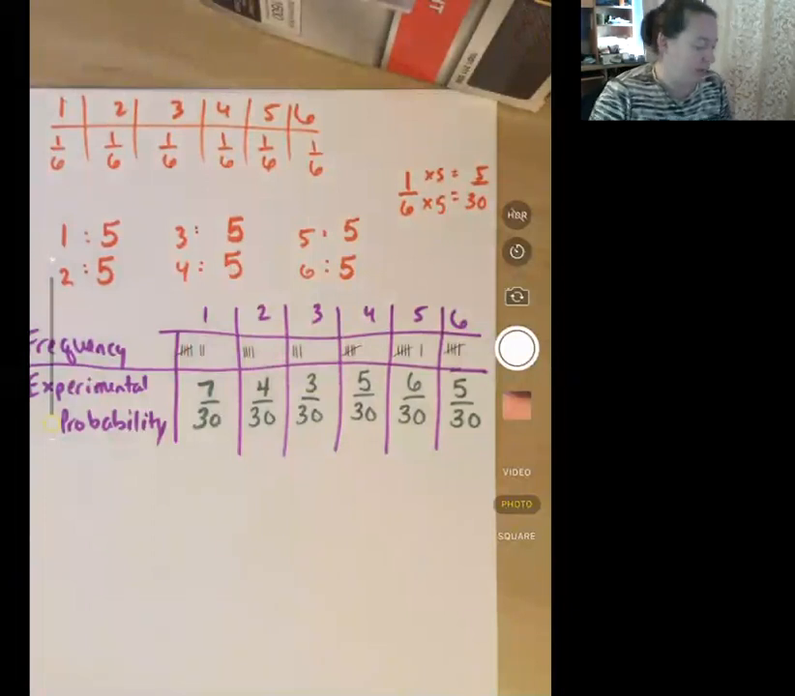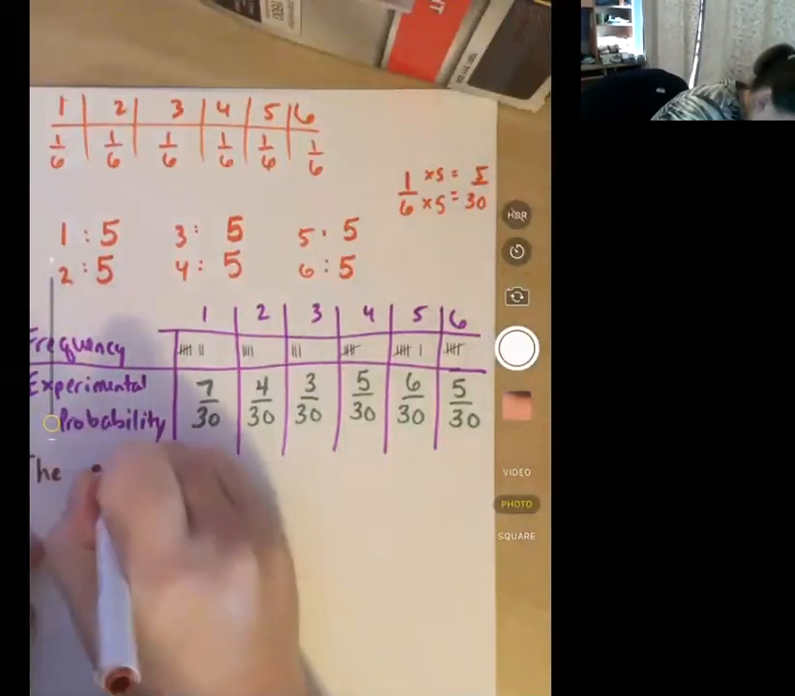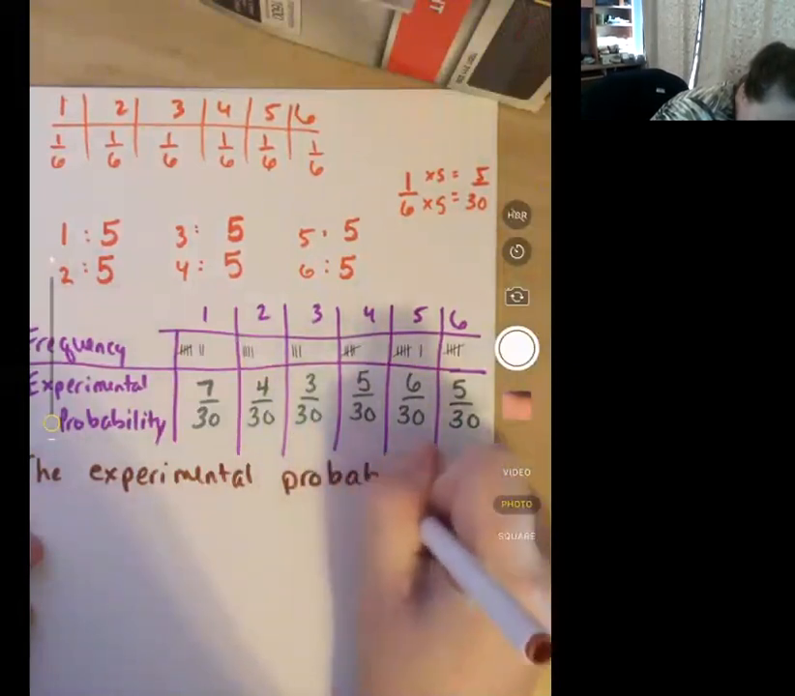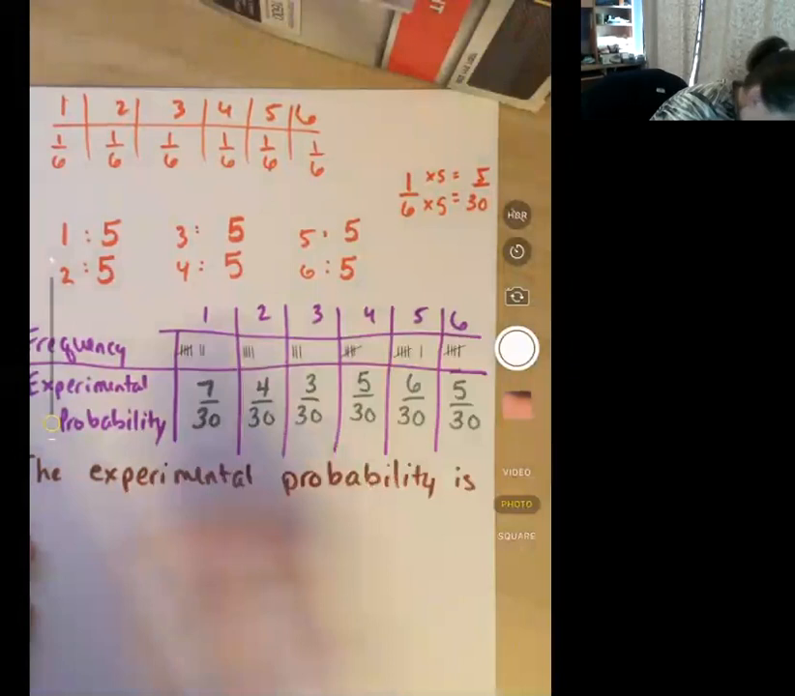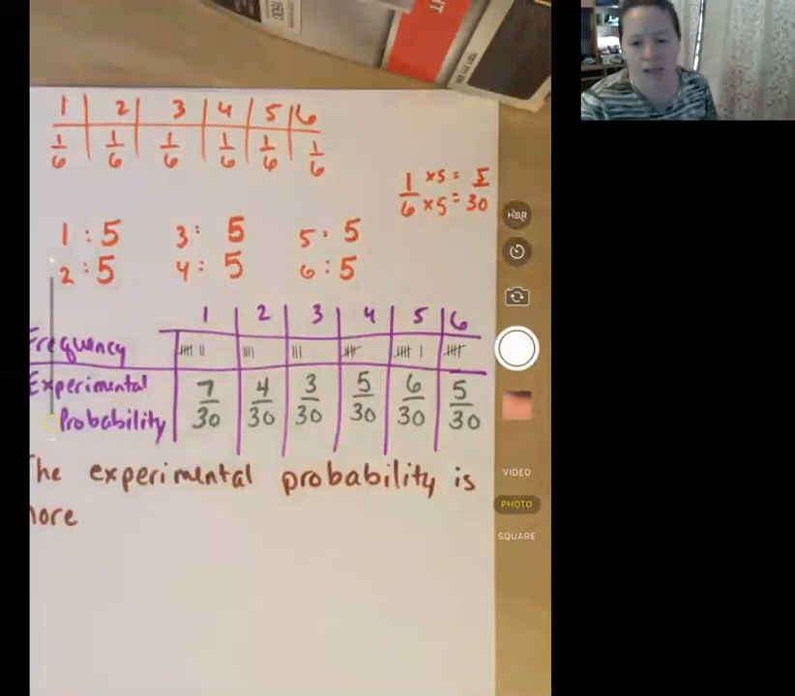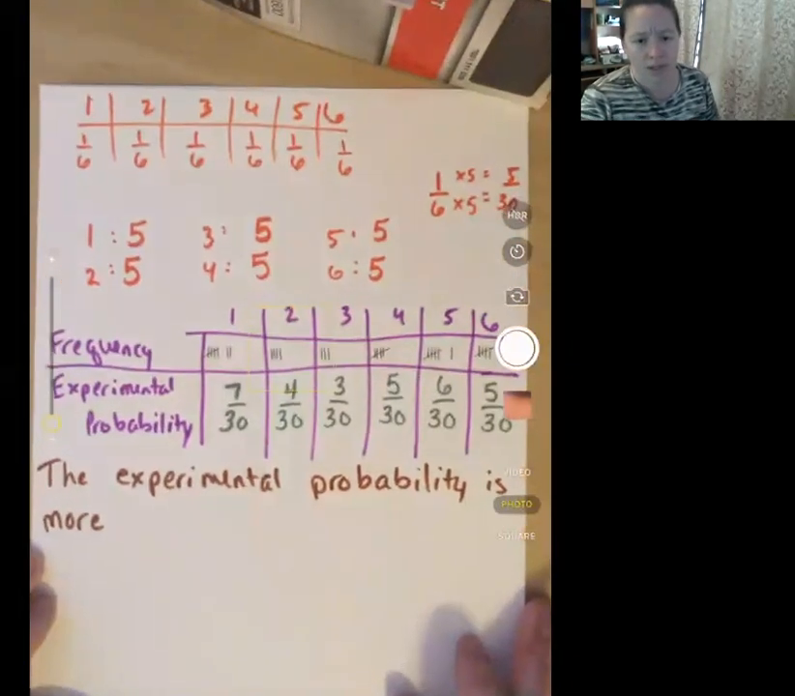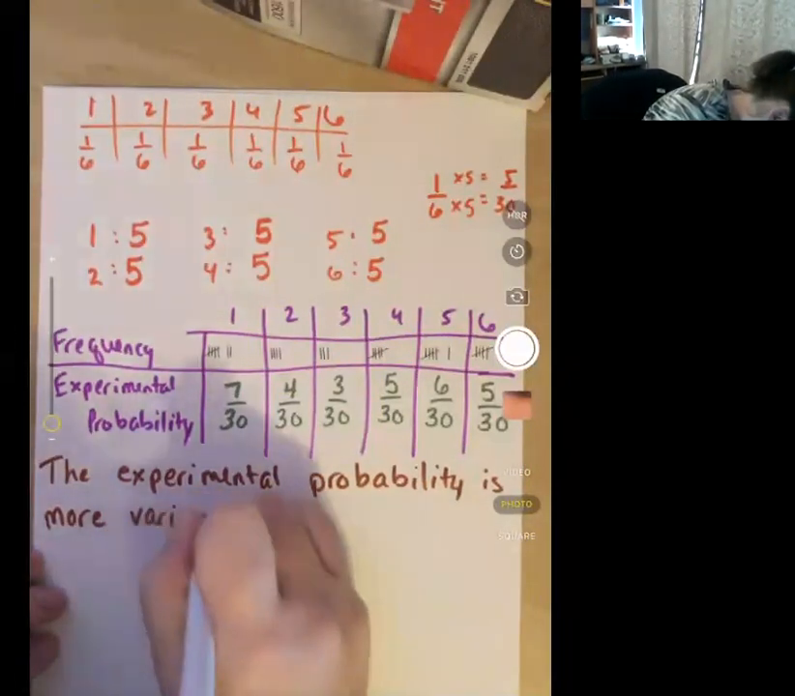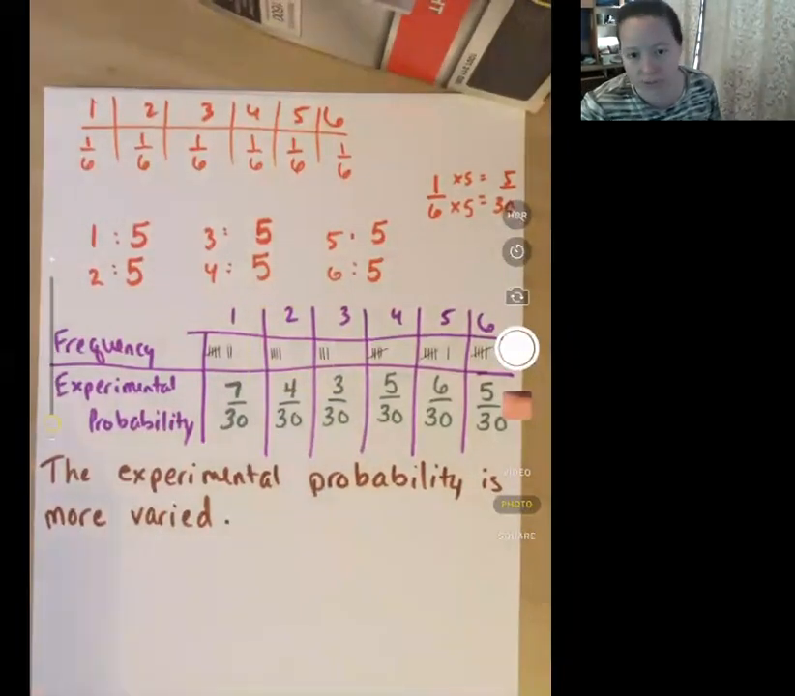So we're going to look at the tables we completed. How does the experimental probability compare to the theoretical probability? Well, basically, the experimental probability is more varied. The numbers are different. So here in theoretical probability, I end up with all the numbers being the same. Here, they're all over the place.